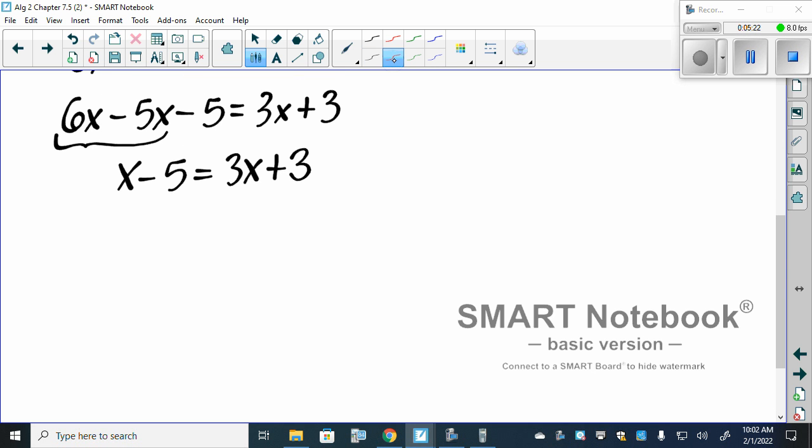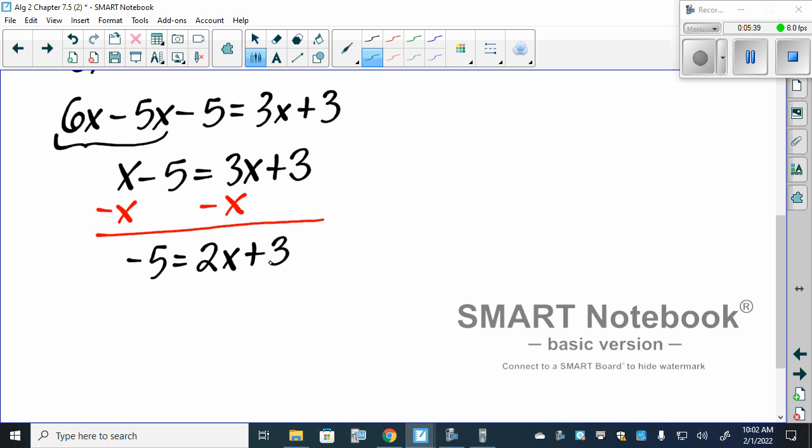Now where can we go from here? Well, we can go two different directions. Subtract x, which will tell us that negative 5 is equal to plus 3.